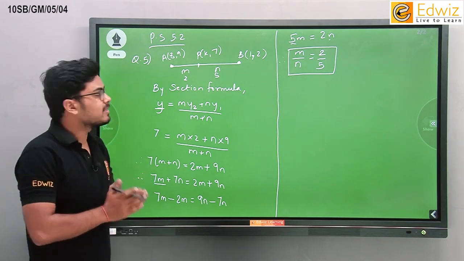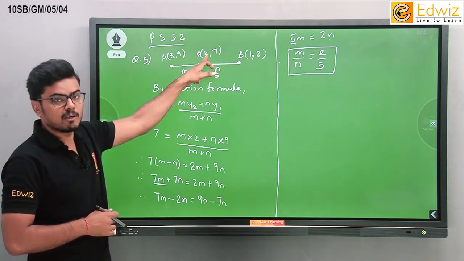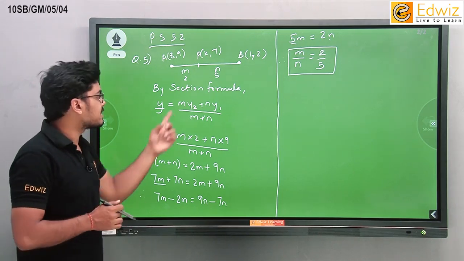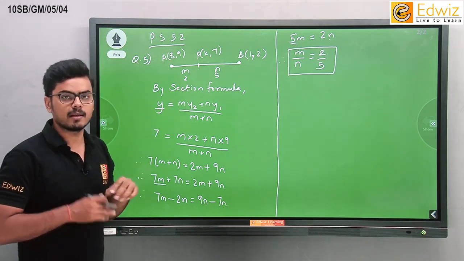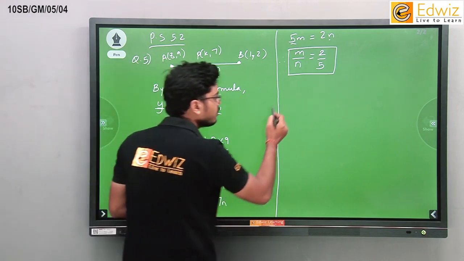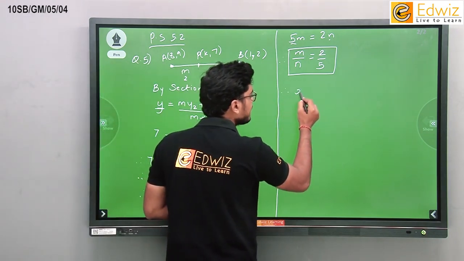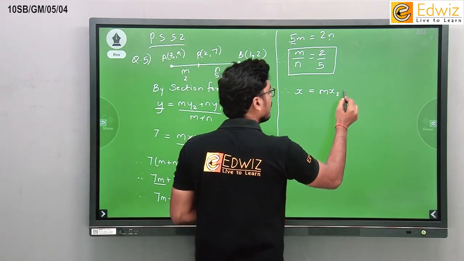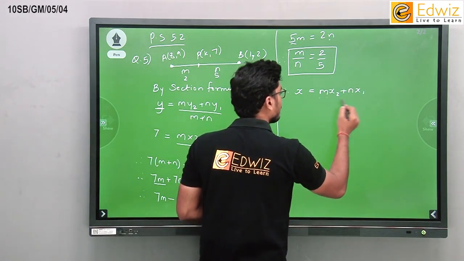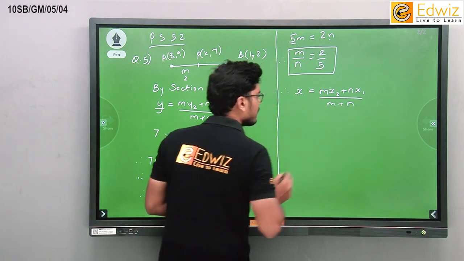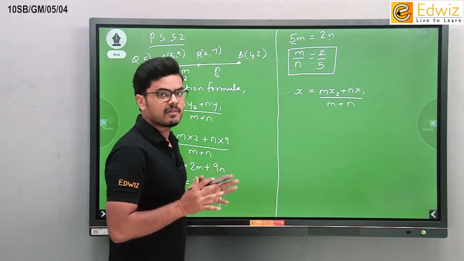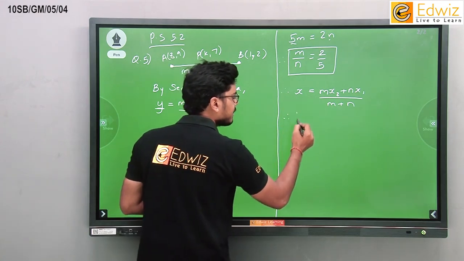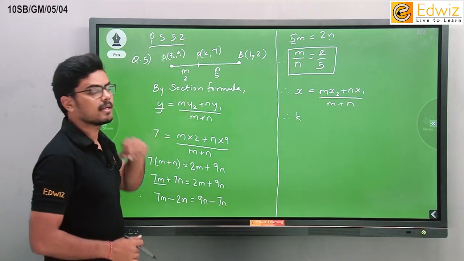Correct? Once we have the ratio, we also need to find the value of this k. So how will we find k? Simply use the section formula for the x coordinate also. Okay, so now we know that x equals mx2 plus nx1 upon m plus n. Now in this formula, whatever we know, we'll just substitute. X we don't know, it is k. Correct? Its x coordinate is k.